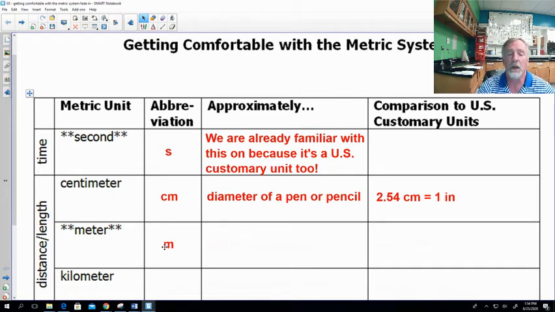And how big is a meter? If you think about the width of a doorway, doorways are about 36 inches, or about a yard, and a meter is just slightly bigger, about 39 odd inches. So when we think about comparing a meter, it's roughly comparable to a yard in English units.